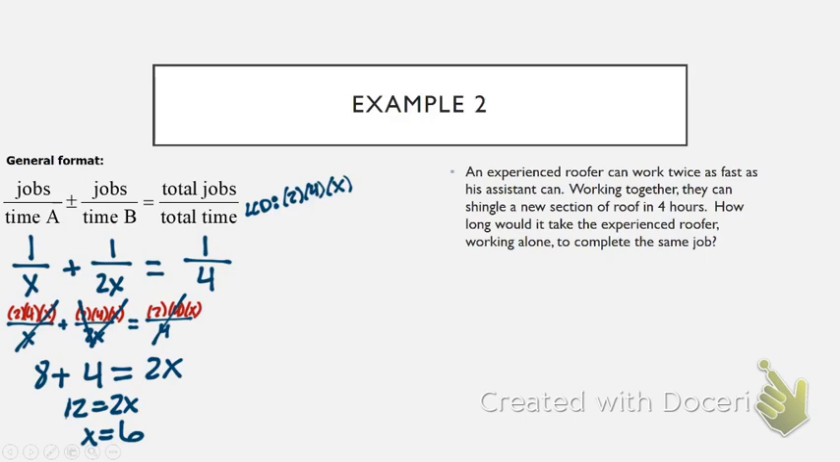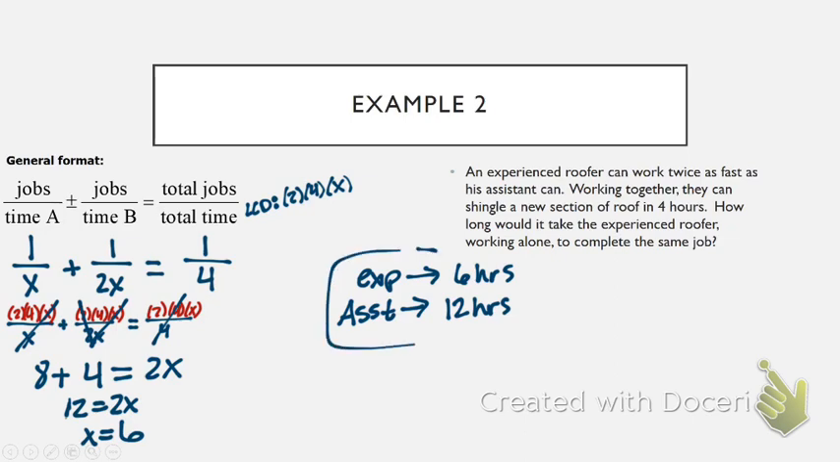And again, my X was the experienced person. And it doesn't ask me to do this, but I'm going to go ahead and say how long it takes both of them. So I said X was how long it took the boss to finish. So the boss takes 6 hours. The assistant takes twice as long. So if the boss finishes in 6 hours, the assistant is going to take 12 hours.